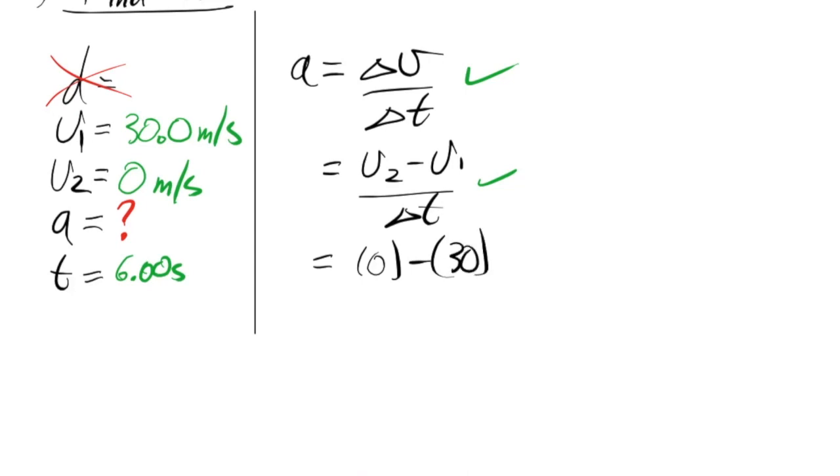By doing it this way, writing V2 minus V1, you get the order correct because it's 0 minus 30, not 30 minus 0, over 6. And that works out to negative 5.00 meters per second squared.